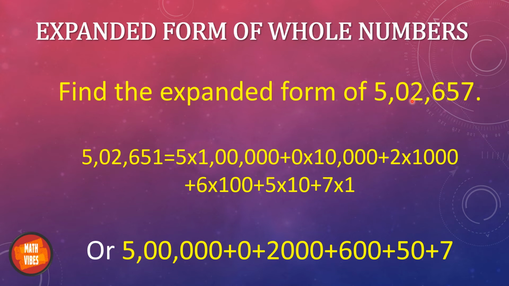Okay, 5 के बाद 5 zeros थे. 5 zeros किस में होते हैं? लाख में. So 5 lakh plus 0. Okay, 5 lakh. You will not write 5 zeros over here. That's 0 के बाद 4 zeros है, तो 4 zeros लगा दो.